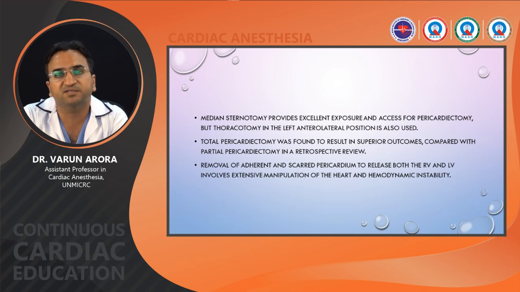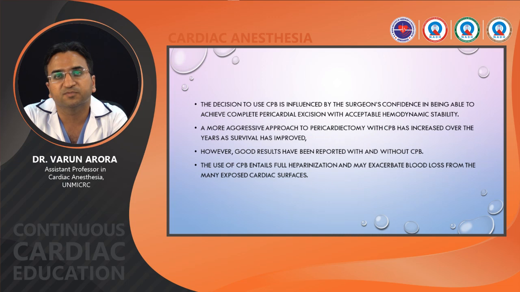Removal of adherent and scarred pericardium to release both the right ventricle and left ventricle involves extensive manipulation of the heart and hemodynamic instability. The decision to use cardiopulmonary bypass is influenced by the surgeon's confidence in being able to achieve complete pericardial excision with acceptable hemodynamic stability. A more aggressive approach to pericardiectomy with cardiopulmonary bypass has increased over the years as survival has improved. However, good results have been reported with and without cardiopulmonary bypass.